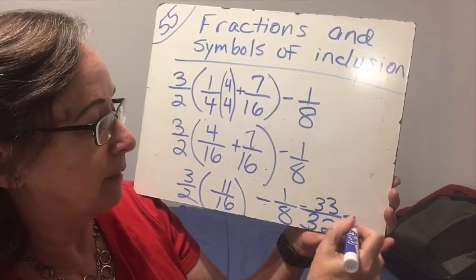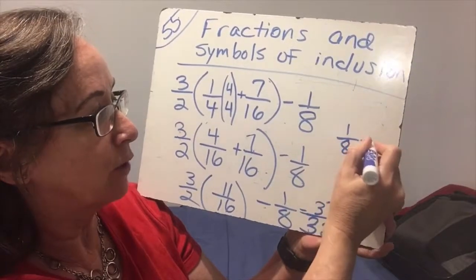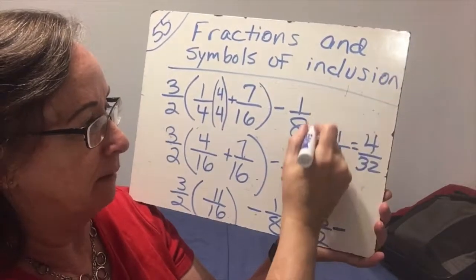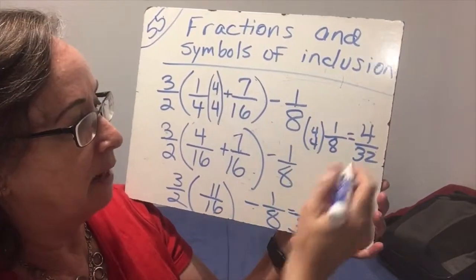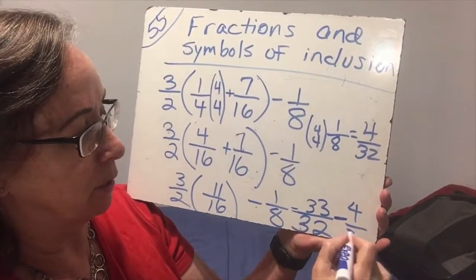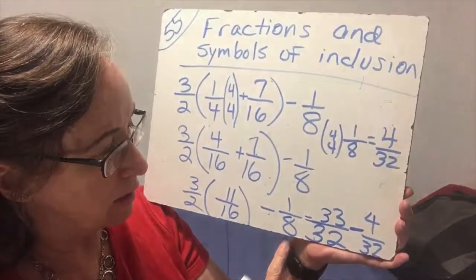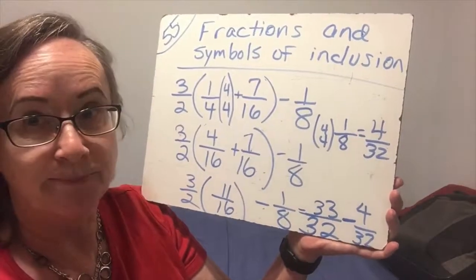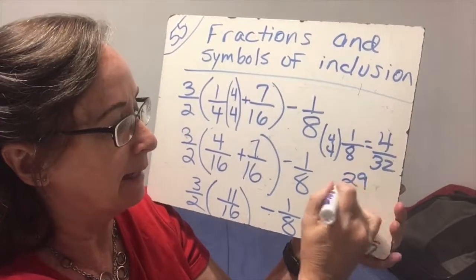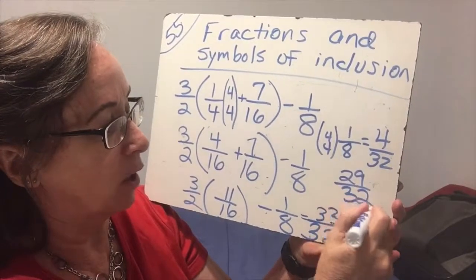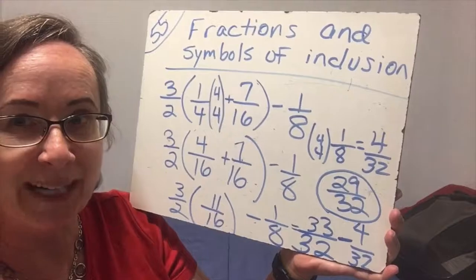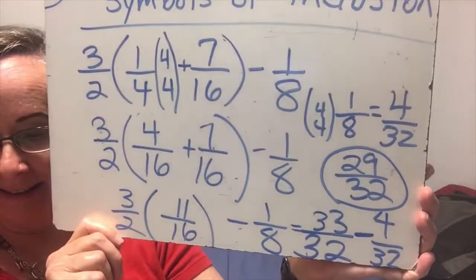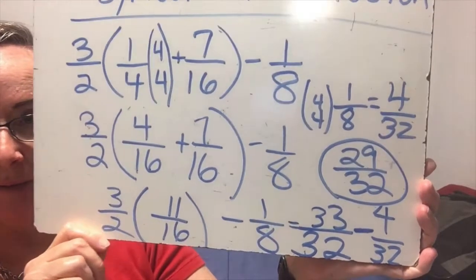Okay, and now I'm going to subtract 1 over 8. But 1 over 8 is the same thing as 4 over 32, because I multiplied by 4 and 4, right? So now I'm going to subtract 4 over 32 instead of just 1/8. I'm going to change its form to 4 over 32. So now what is my answer? 33 minus 4 is 29. Since they're the same denominator, we just put them over that same denominator, and 29 32nds is the answer. Okay, 29 32nds is the answer, and that is example number 1.